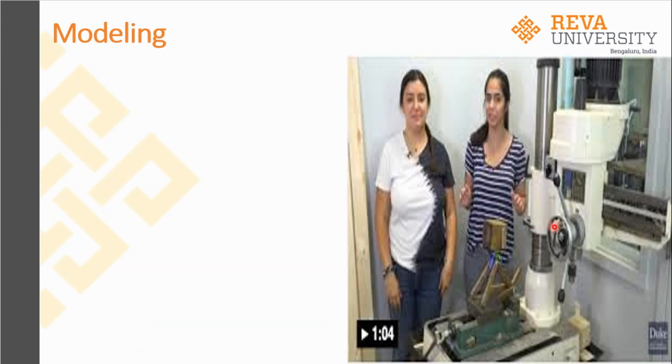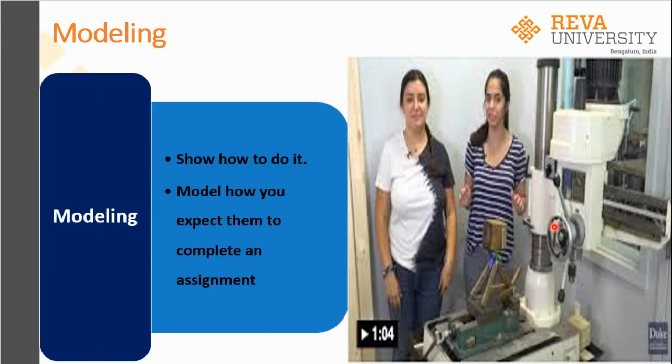Then modeling. What is modeling? When you choose a concept for teaching, if you just explain what it does or what it means, it is not enough. You must show it practically. That is called modeling. Most people only say what is to be done; they will not tell how it should be done. So you conduct an experiment and show how a particular experiment should be carried out.